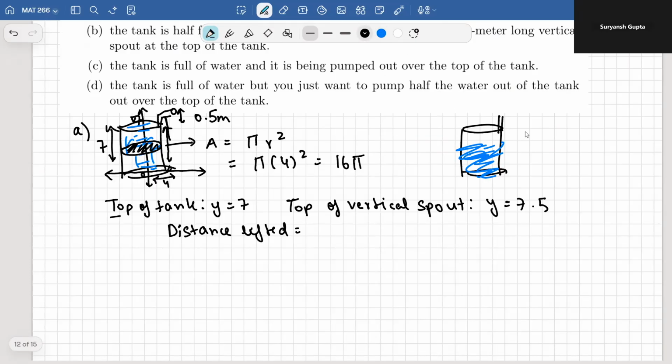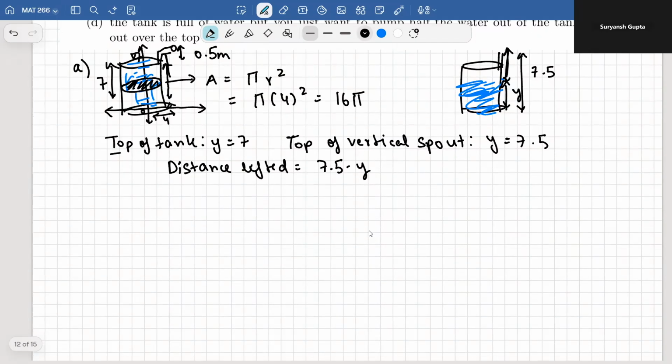And this is 7.5, but I'm lifting it for y. Essentially my work done is only for this part, and this is y. So the distance lifted ends up being 7.5 minus y. Now I can set up my integral. They're not asking us to solve the integral.